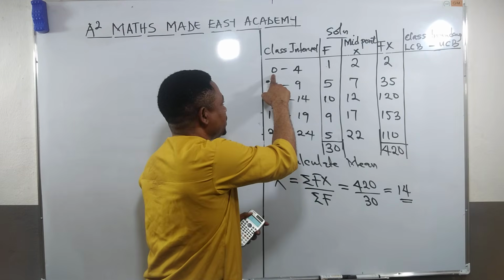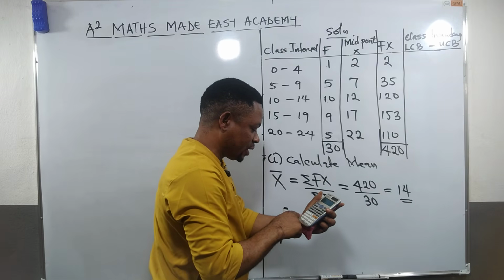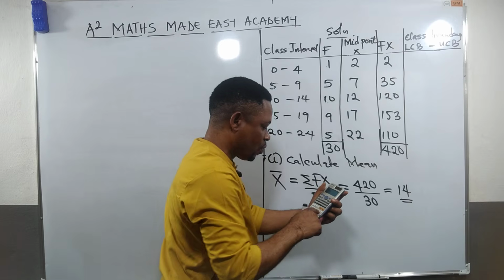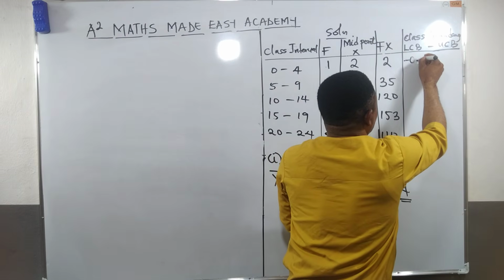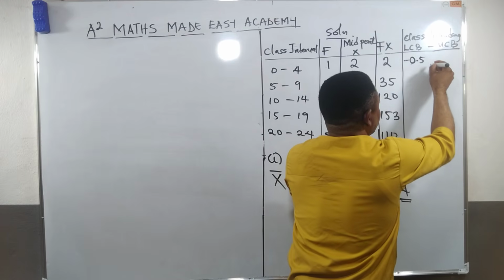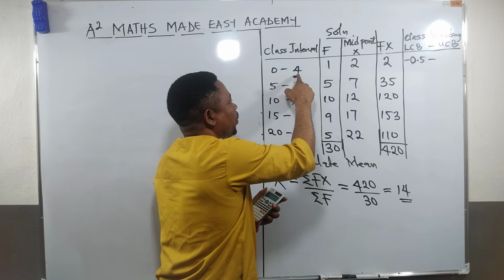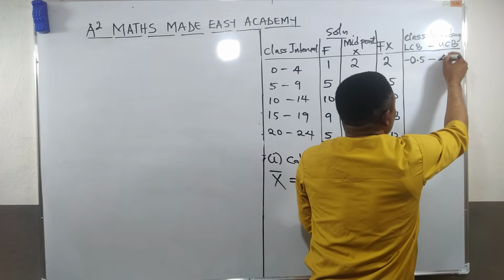Now watch this. The first one is 0. I will now punch in 0. Are you with me? Then subtract 0.5. What will be the result? The result is minus 0.5. That is what I'm going to get. Now, to the upper limit, I will add 0.5 to 4. Then 4 plus 0.5 will give us 4.5.